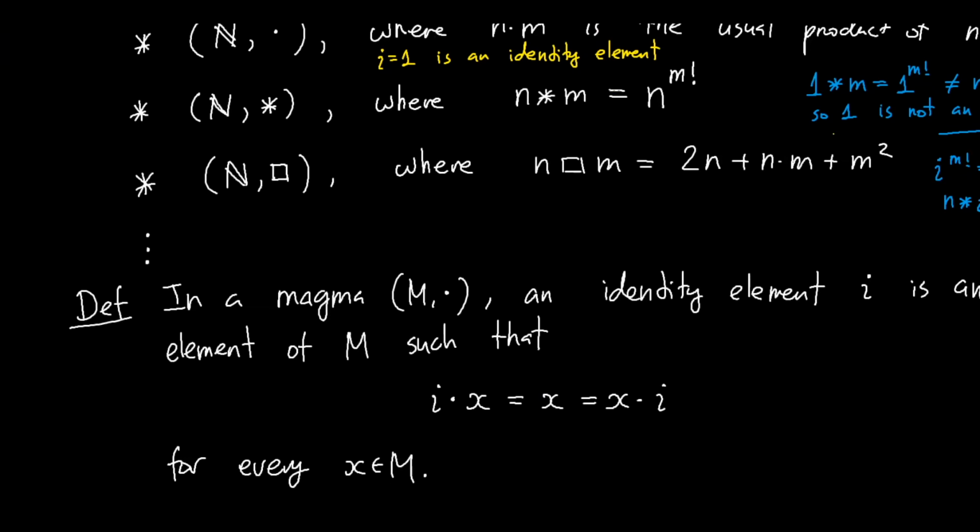At the same time, I should be such that, so what is n star I? N star I is n to the power I factorial, right? That should equal n. And that should happen for every n, right? For every n, this should equal that.